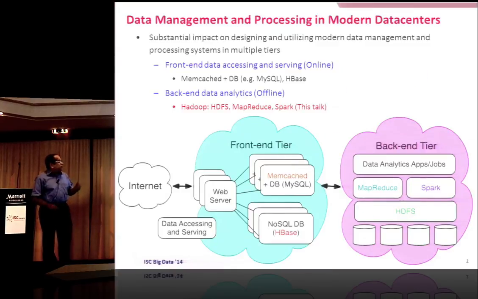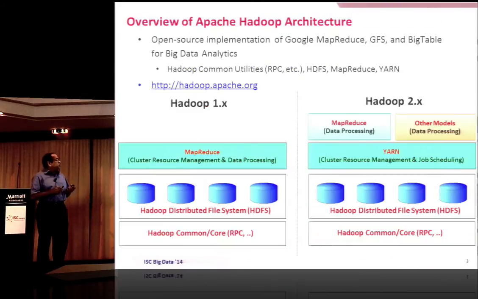So as we have been hearing in today's presentation, if you take a look at all the modern data centers, of course in the front end here, we have a lot of these components: Memcached, HDFS, MySQL, HBase, etc. And in the back end here, we are focusing on the data analytics, especially the offline data analytics. This is where Hadoop with its components like HDFS, MapReduce, and Spark are being used, and that's what will be the focus of this talk.